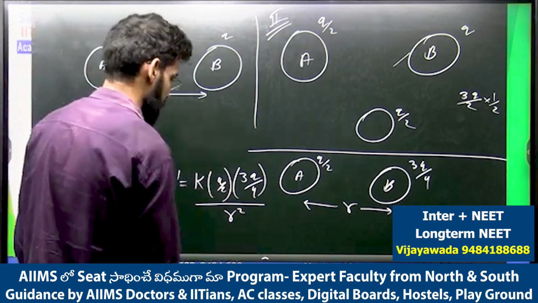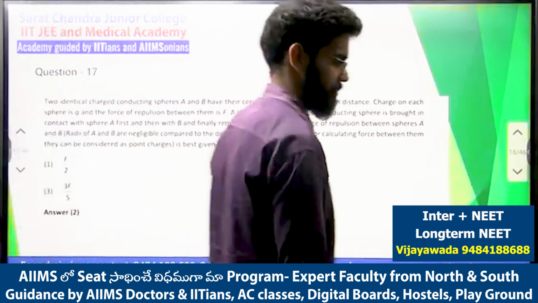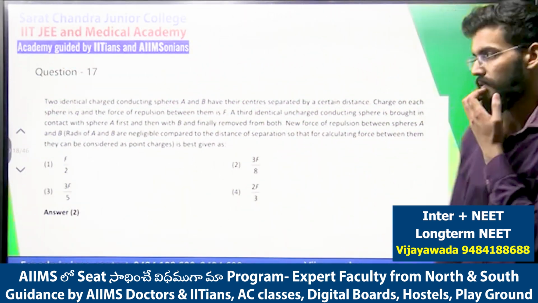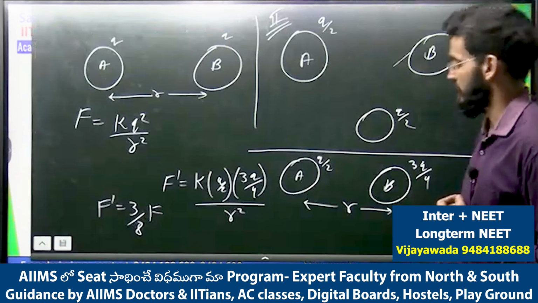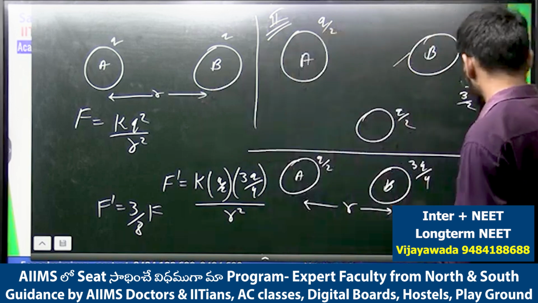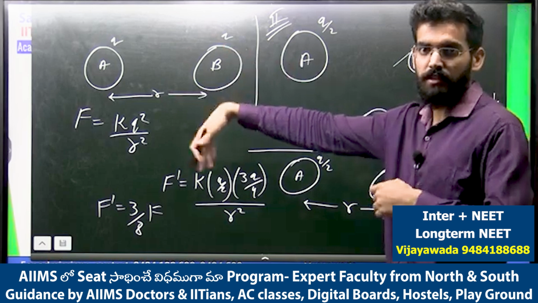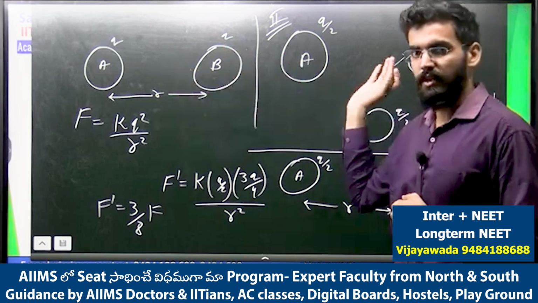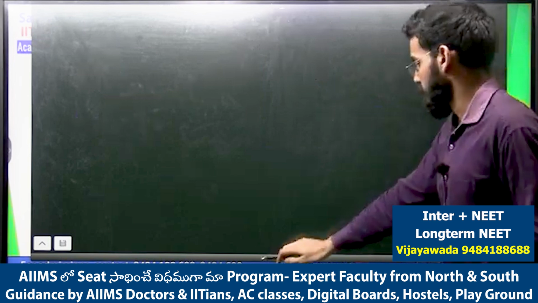So the factor is 3 by 8, second option. That's how you answer. So this was the basic question we have studied, so you can solve it directly. It is in the notes: just equating the potential, making contact, then making another contact, and like that. Okay, next question.